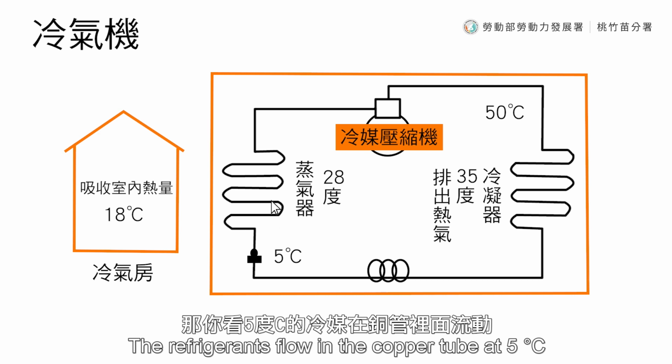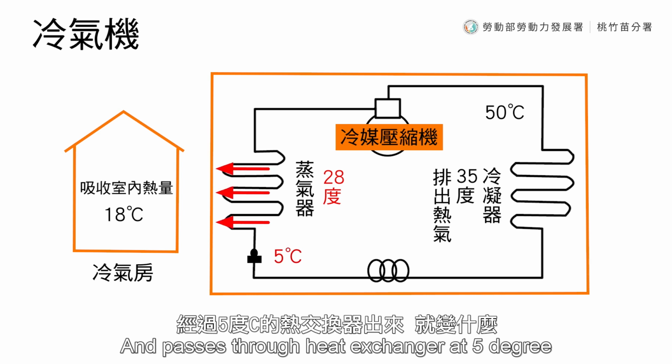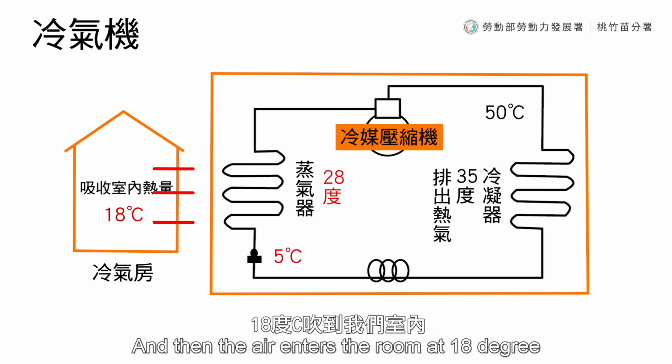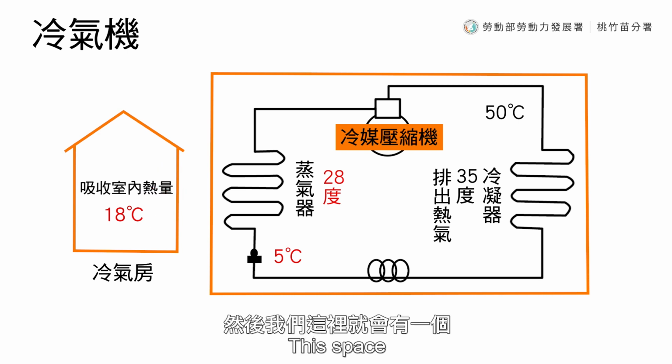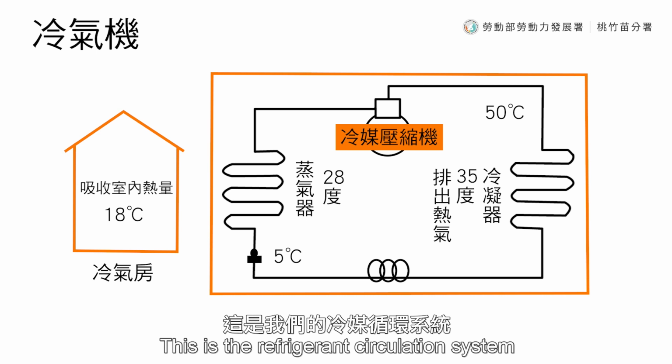The refrigerants here are liquids. The refrigerants flow in the copper tube at 5 degrees. The air is at 28 degrees and passes through the heat exchanger at 5 degrees. And then the air enters a room at 18 degrees. This space is an air-conditioned space. This is the refrigerant circulation system.